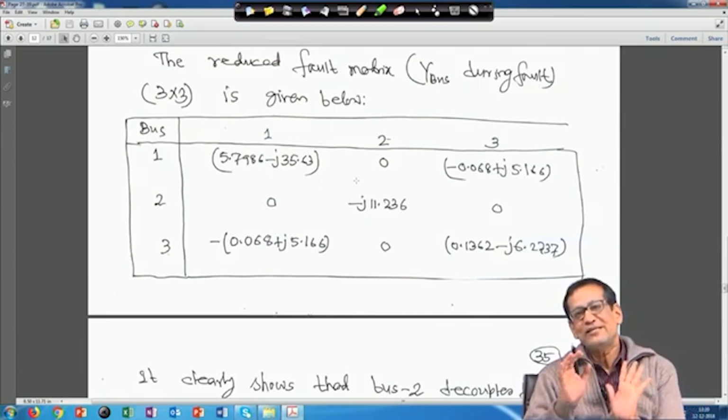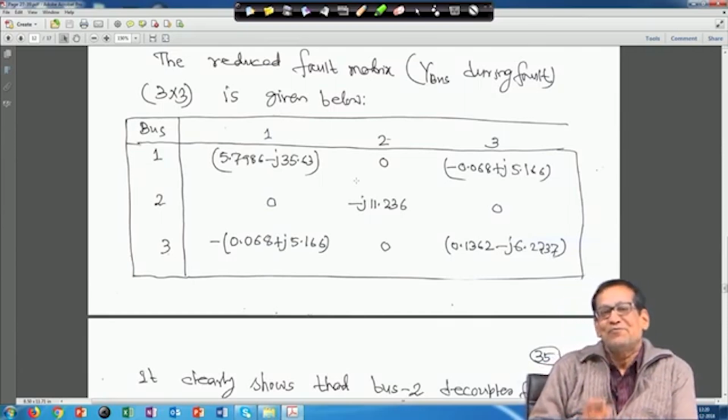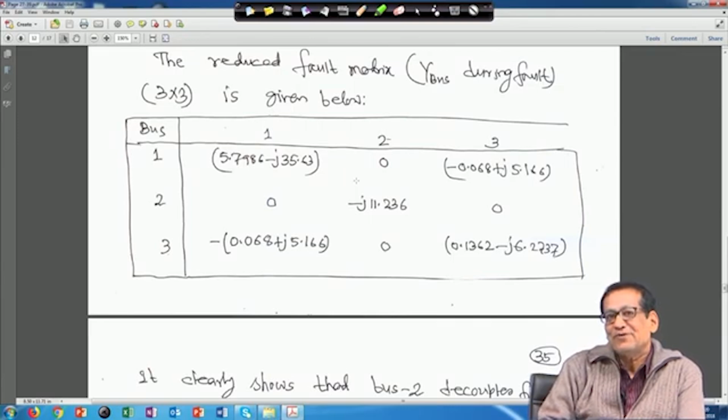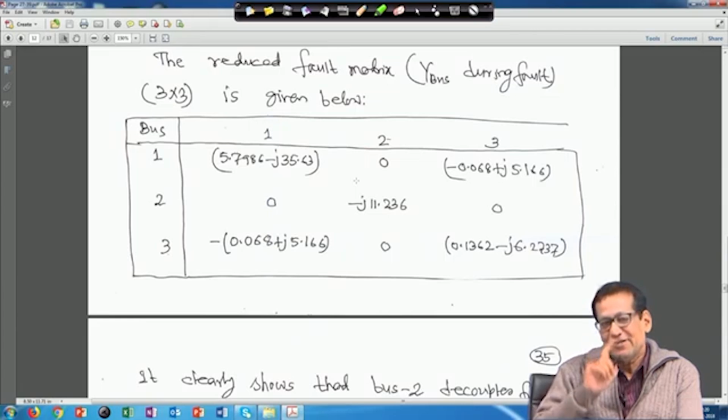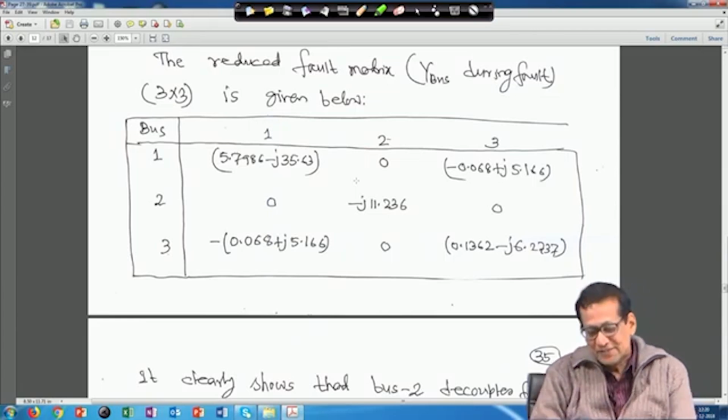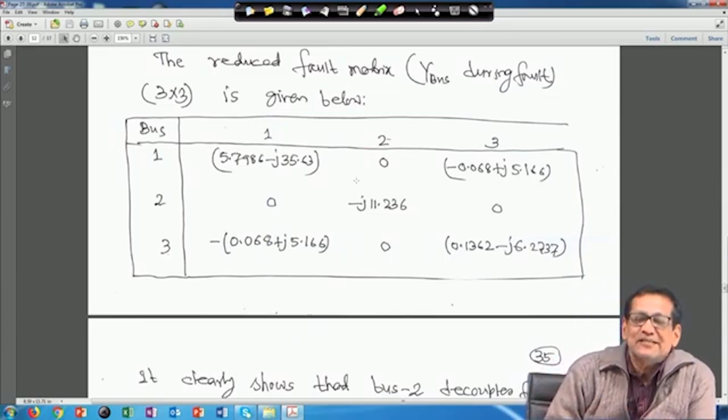Actually, during fault it is 4 into 4, right, but for YNN, n is 3, because the number of machines is 3. So, it is 3 into 3 YNN, then YNR, R is 1, right. So, that is 3 into 1, then 1 into 3, then YRR, right, only one element. So, after that you reduce it using the formula YNN minus YNR, then YRR inverse into YRN, right.